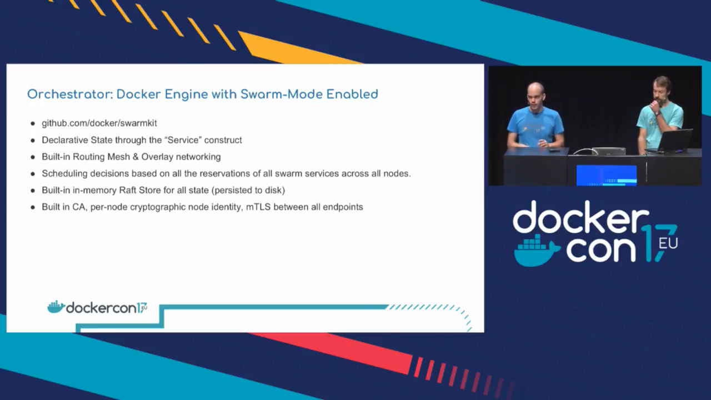It features a built-in routing mesh and overlay networking. Its scheduling decisions are based on the reservation of all Swarm services that have been deployed across all nodes of the cluster. It also has a built-in raft store where all the state is held, and that raft store is kept in memory but is also persisted to disk. That raft store is also what determines which nodes are managers and what the raft quorum is between all the manager nodes. The raft store itself is used to establish a distributed certificate authority, which is how certificates are created to establish per-node cryptographic node identity, which is then used to encrypt all communications using mutual TLS authentication.